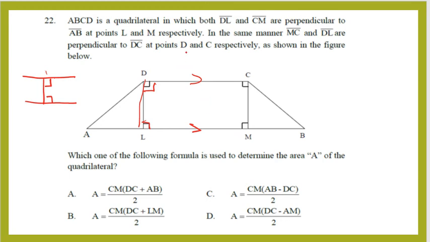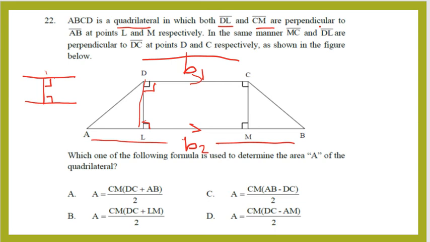If it is a trapezium, the upper side we can call B1 or base 1, the distance from D to C. And the lower one we can call B2, base 2, which is the distance from A to B. Therefore, the question says ABCD is a quadrilateral. Quadrilateral means it's a four-sided figure in which DL and CM are perpendicular to AB, as you see here. So we conclude already it is a trapezium because we have one pair of opposite sides which are parallel.